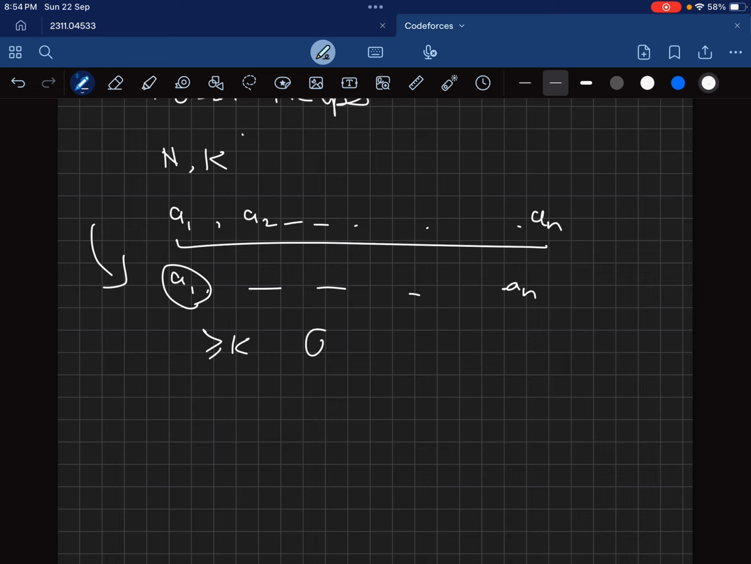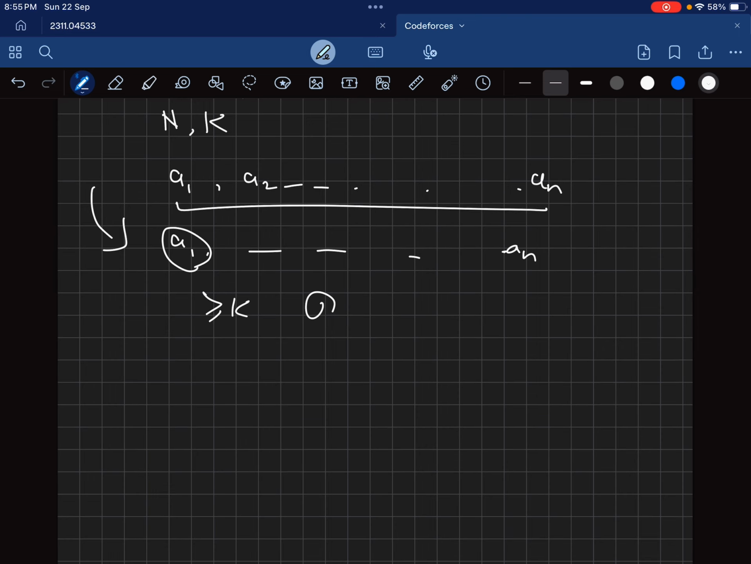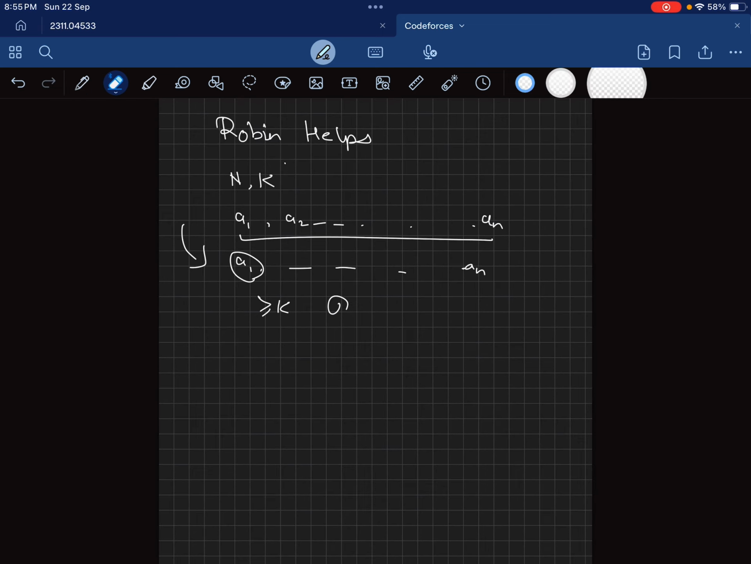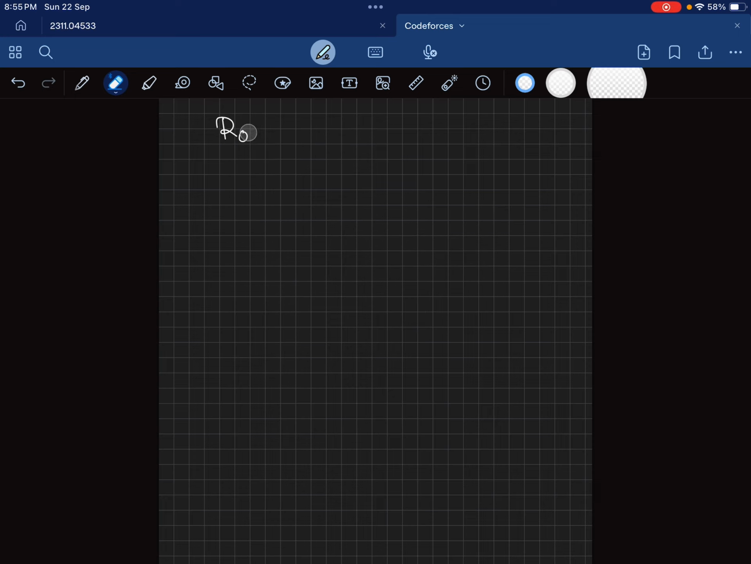If it does, then Robin takes away the gold. If someone has zero gold, then Robin gives one gold to them. So we essentially have to count the number of people Robin gives gold to. It's a very straightforward question. You just have to implement what is asked in the question straight up.